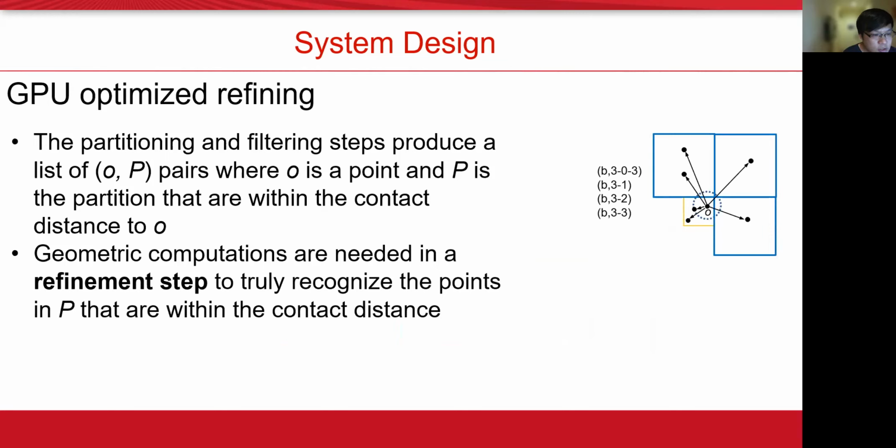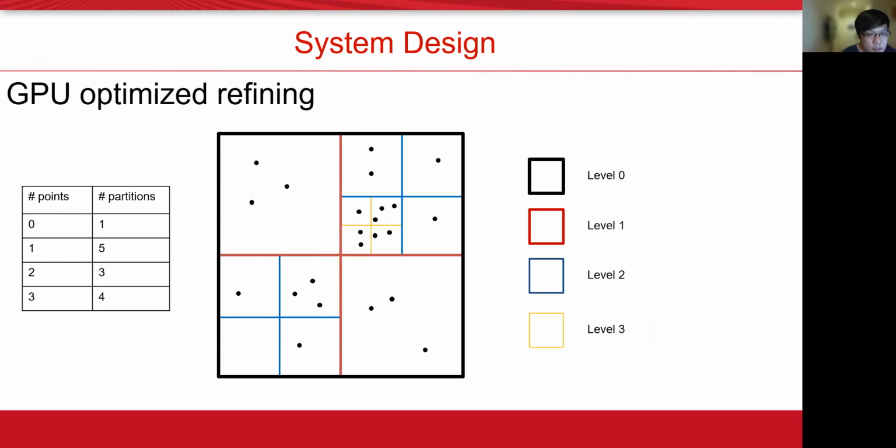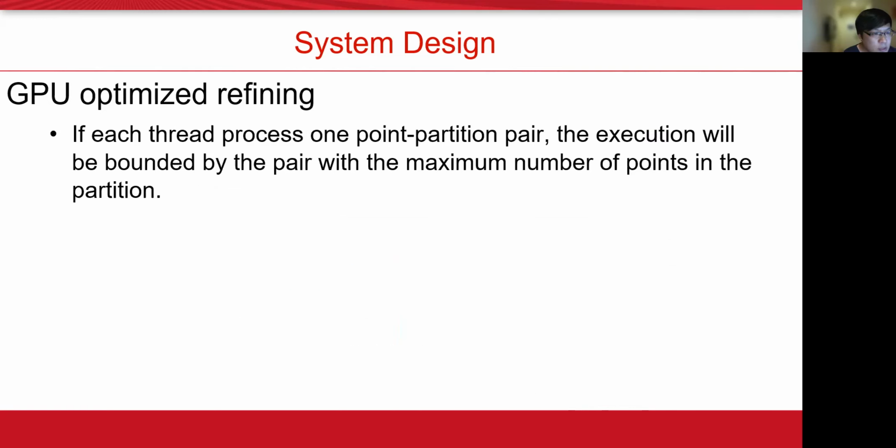So geometry computations are needed in the refinement step to truly recognize the points in partition P that are within the contact distance, which leads us to the refinement step. Due to the nature of the data partition index and the reuse of the partitioning schema, the number of points in each partition is different. It varies from 0 to the partition capacity. Actually, the distribution approximately follows the normal distribution. And if each thread processes one point-partition pair, then the execution will be bounded by the pair with the maximum number of points in the partition.